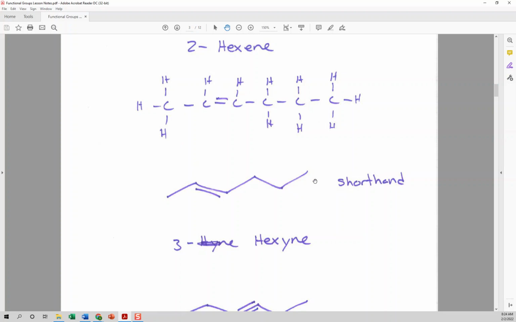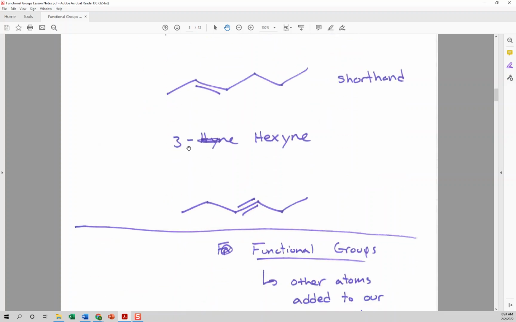Okay? So what if there was a triple bond? Well, you guessed it, 3-hexyne, you have 6 carbons in a row, you would go to carbon number 3, and you would show your triple bond. Okay, so we can do shorthands for alkanes, we can do shorthand for alkenes, we can do shorthands for alkynes, okay? So just kind of an idea of what that looks like.